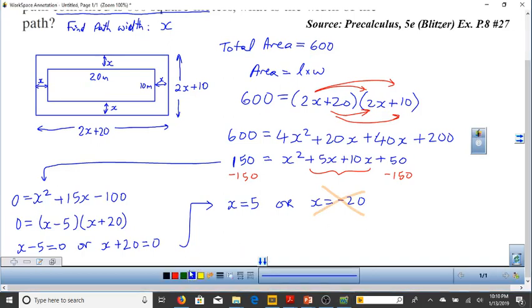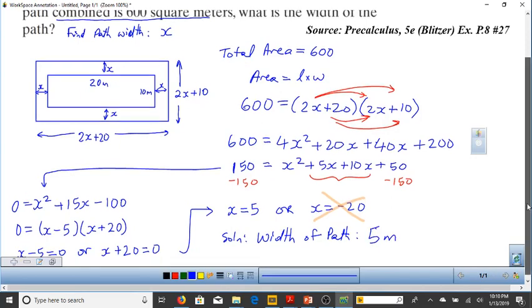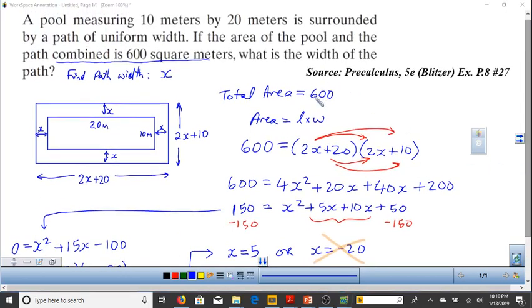So then the solution is the width of the path, which is what the question asks us for, and that is what our variable x is, equal to 5. Well, let's not use x, just say 5 meters. Then I will leave it to you to check to see if that makes sense. Let's move on to the next example.